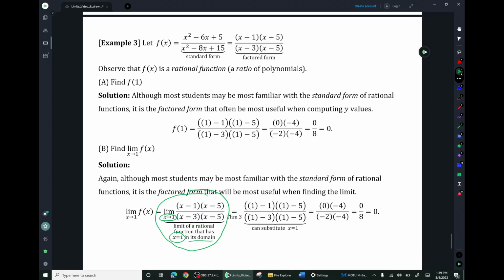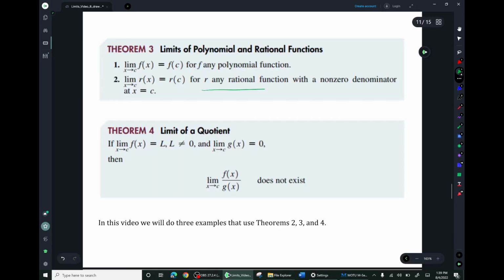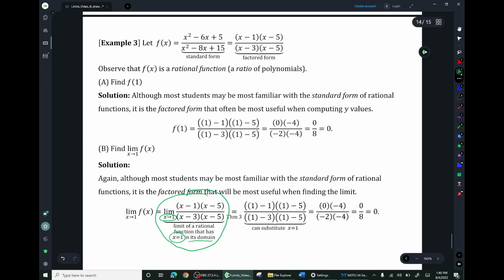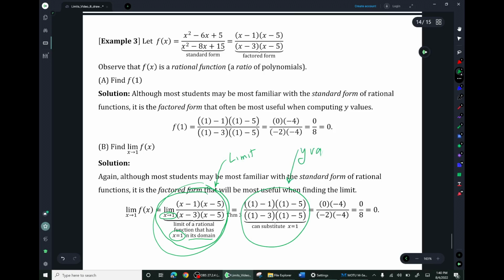Well, Theorem 3 tells us if you have a rational function with a non-zero denominator at x equals c, and you're being asked to find the limit of that rational function as x approaches c, well, you can find that limit by just simply computing the y value, r of c. So we can replace this limit expression with this expression. That is, we can just simply substitute in x equals 1. So here's a limit, and here's a y value. Theorem 3 tells us that in this situation, that limit is the same as that y value.